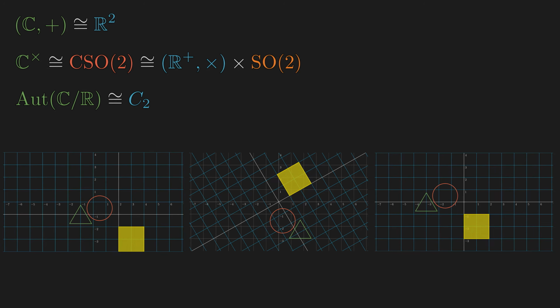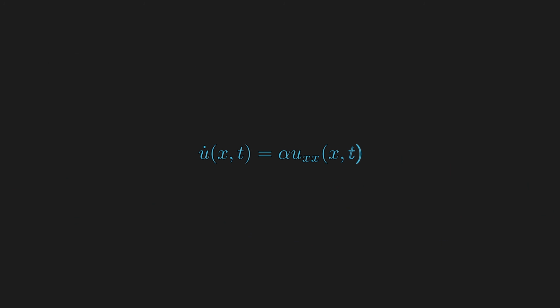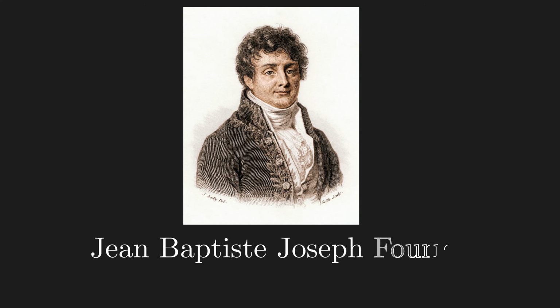Now, shall we talk about some partial differential equations? This is called heat equation, and it models the flow of heat. It was first derived, then solved in the same paper by Jean-Baptiste Joseph Fourier in the year 1809.